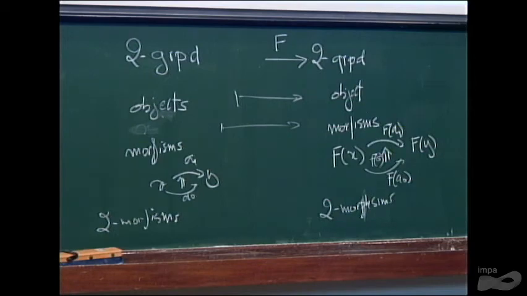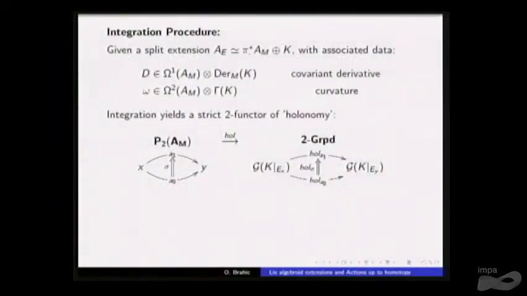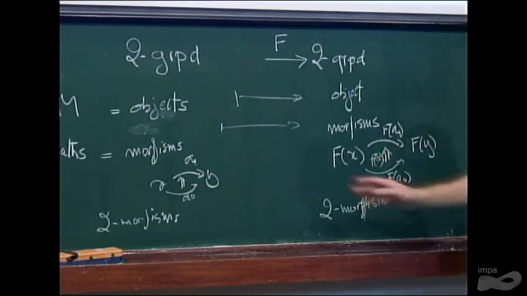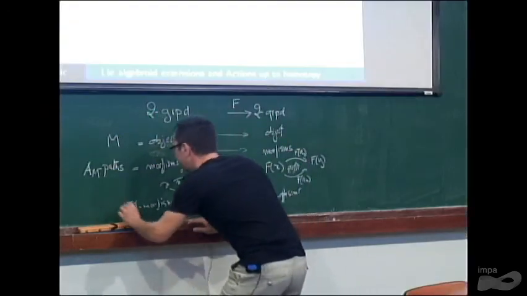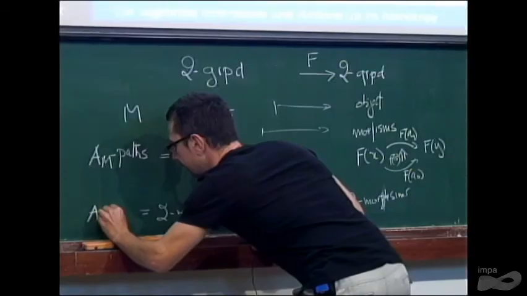Now, what is this? First, what is this strict two-functor in our case, and why do I call it a strict functor of holonomy? So in that case, it goes from P2 of AM. P2 of AM has objects M. These are A-paths. Actually, you should take homotopy classes of A-paths, but just think of A-paths. And these are A-homotopies.